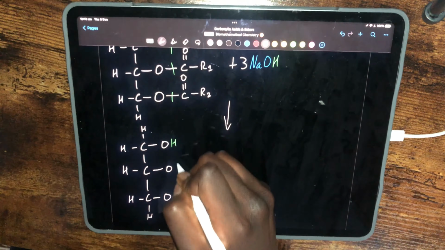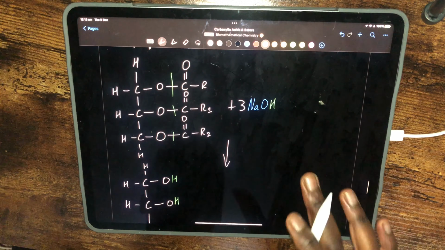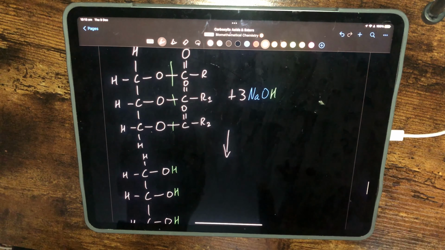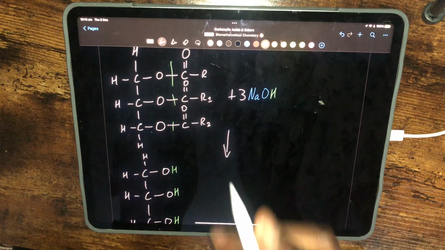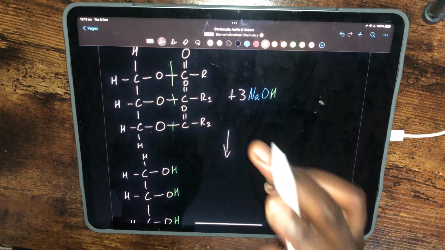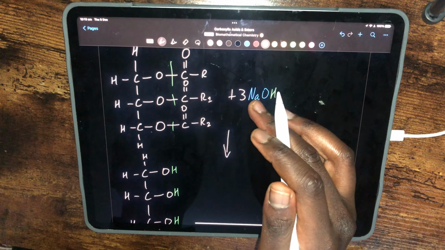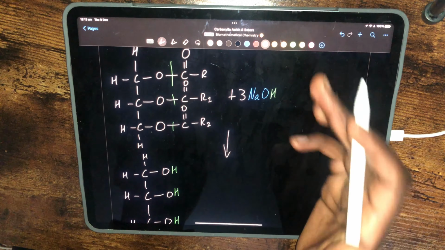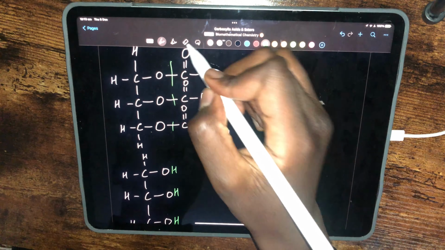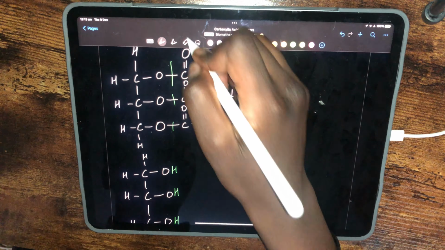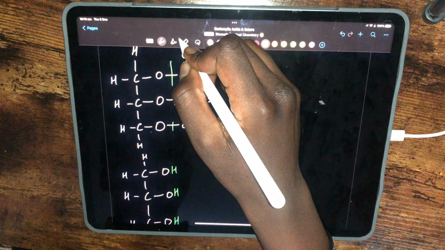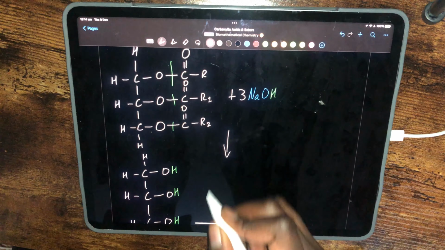We now have our glycerol, and now as for the carboxylic acid that we're forming. Now, it's not exactly a carboxylic acid that we're forming. It's more of a carboxylate ion, really, that we're forming here. And I'll show you why it's a carboxylate ion.